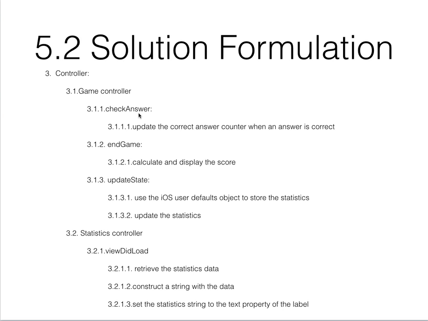When the game ends, we need to calculate and display the score. So we need to show the score in the dialog or the alert, and then we need to update the statistics. So in the updated statistics, we need to retrieve all the statistics from before and update them based on the most recent game that was played. Then we have another controller, the statistics screen controller.